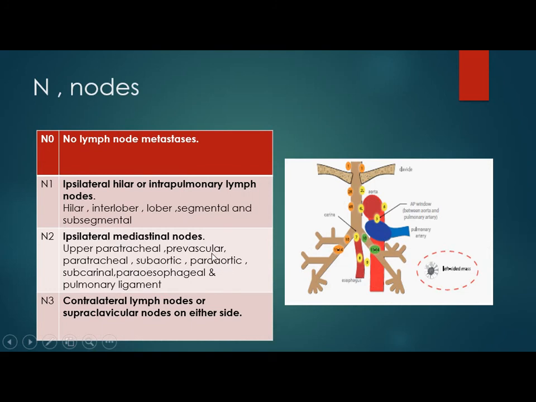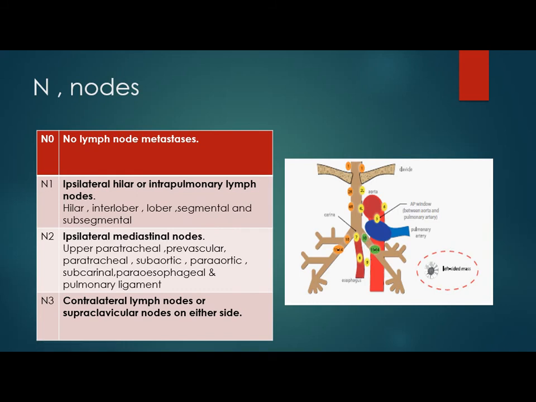Okay. We have lymph nodes: N0, no lymph node metastasis; N1, ipsilateral hilar. If you imagine that's the mass, ipsilateral hilar or intrapulmonary nodes, hilar, interlobar, segmental and subsegmental.